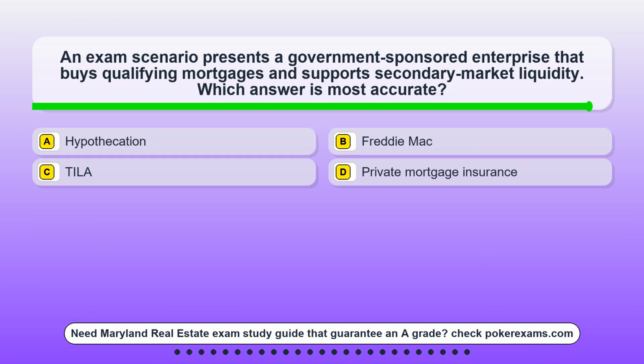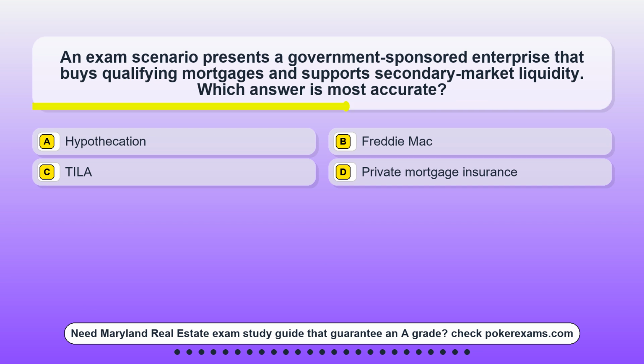Question 10. An exam scenario presents a government-sponsored enterprise that buys qualifying mortgages and supports secondary market liquidity. Which answer is most accurate? Option A, hypothecation. Option B, Freddie Mac. Option C, TILA. Option D, private mortgage insurance.